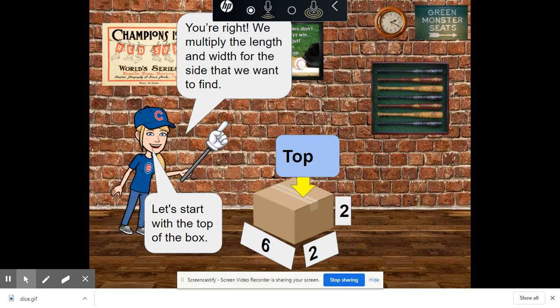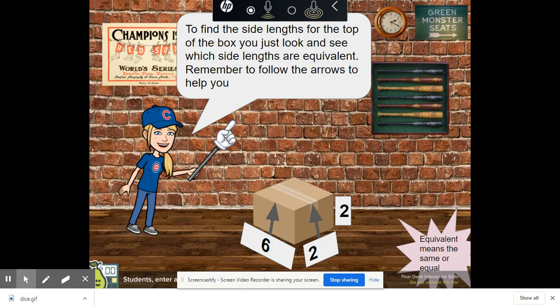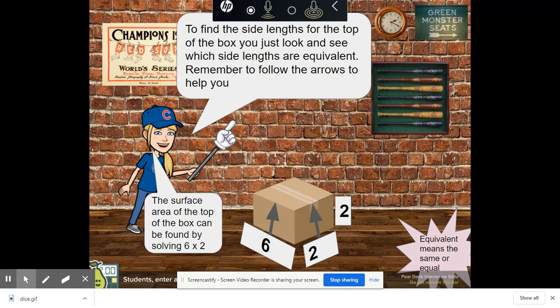Let's start with the top of the box. To find the side lengths for the top of the box, you need to look and see which side lengths are equivalent. Remember, use the arrows to help you. So I'm drawing this arrow up, and I see that this side length is equal to 6, and I use this arrow, follow it up, and this side length is 2. The surface area of the top of the box can be found by solving 6 times 2.